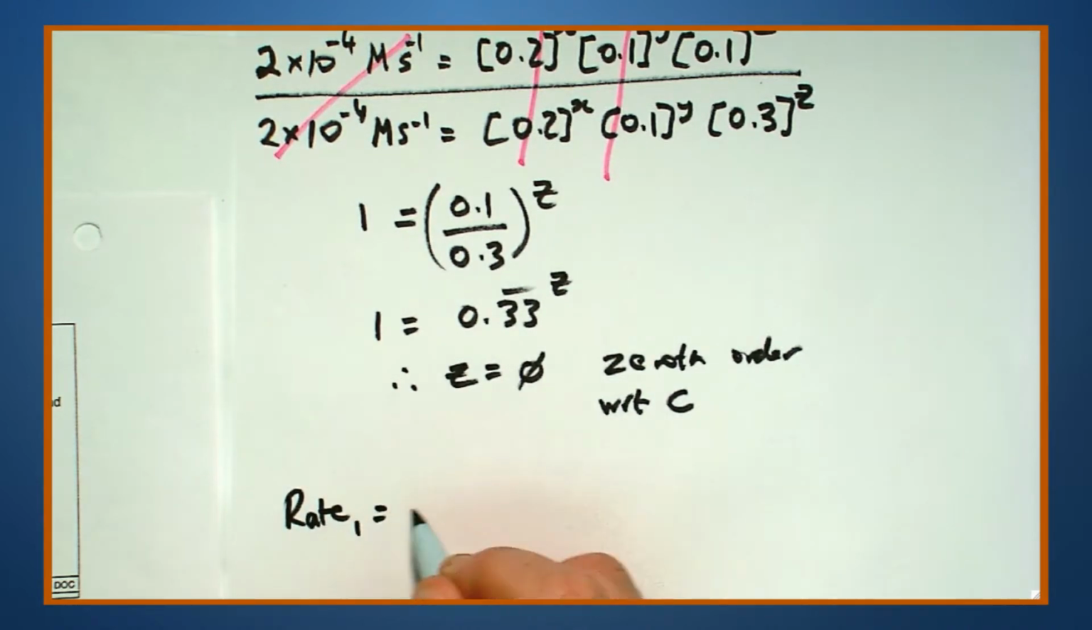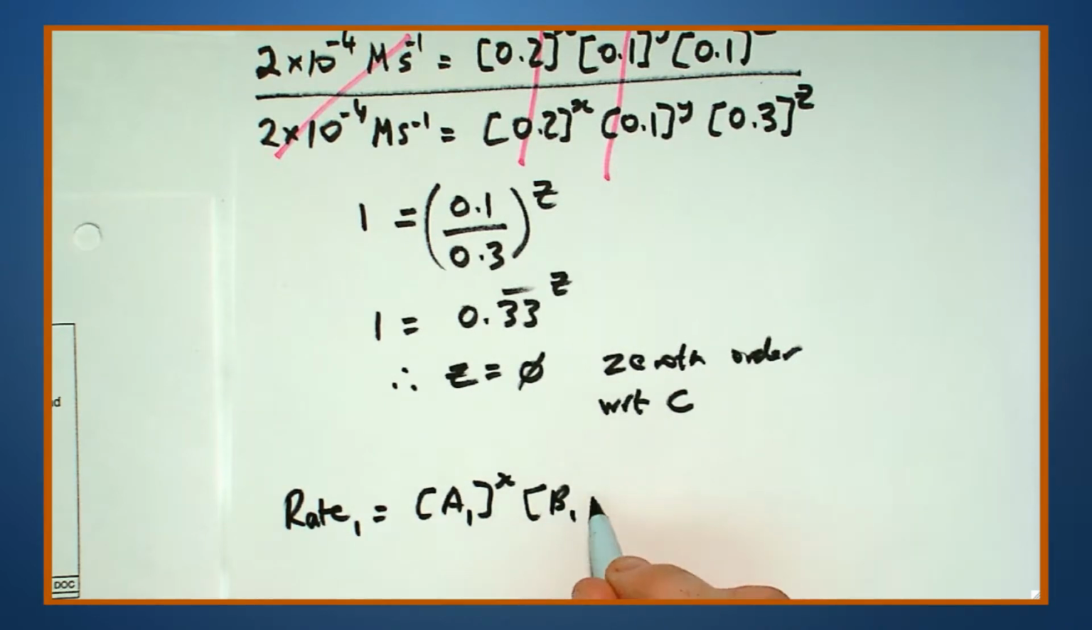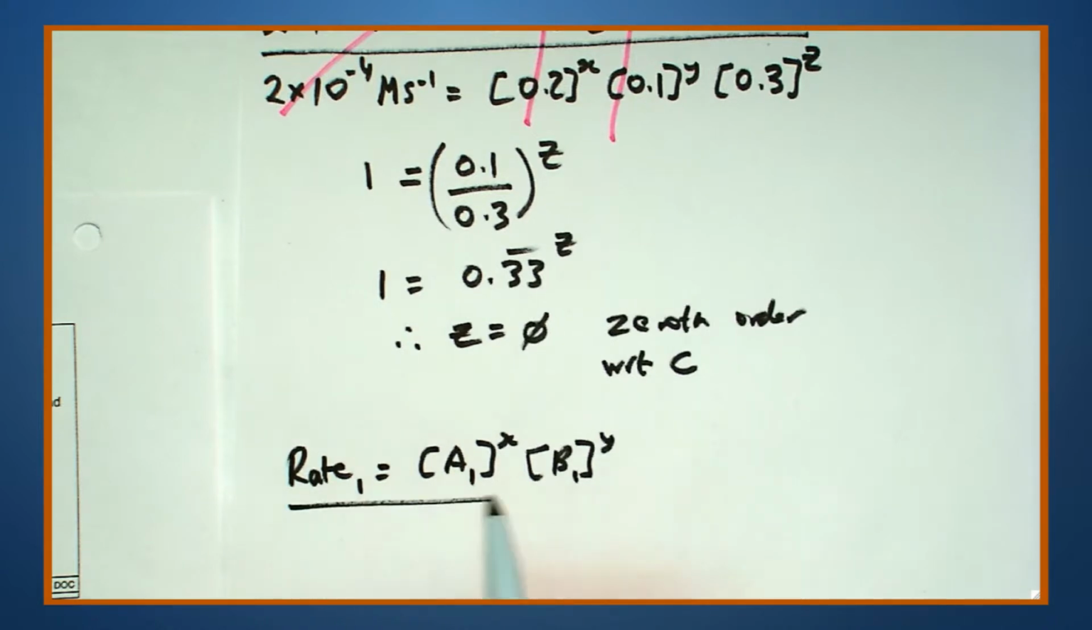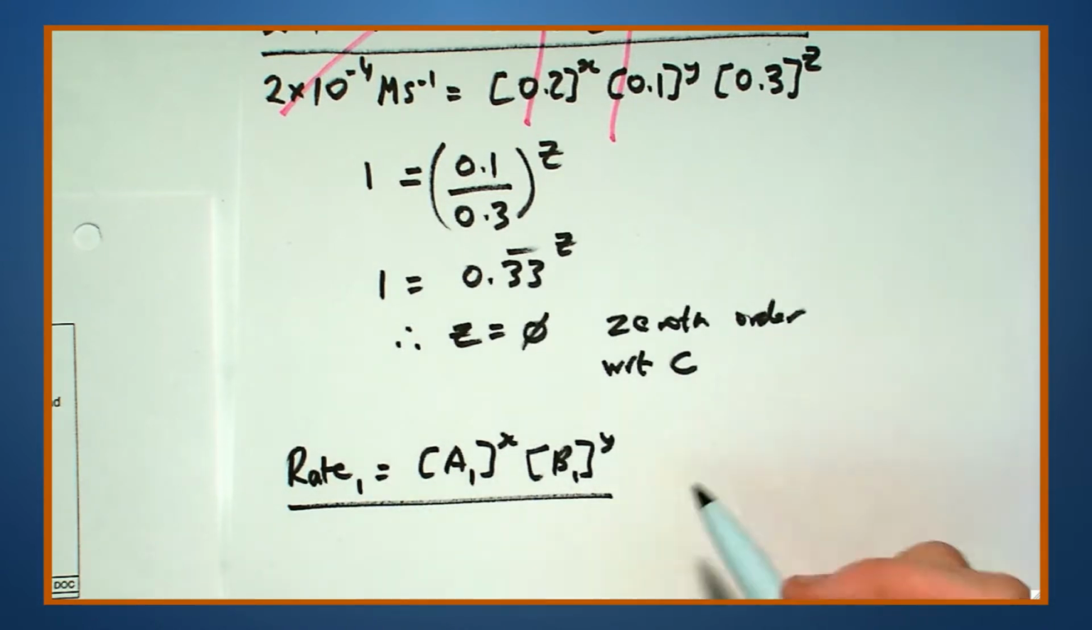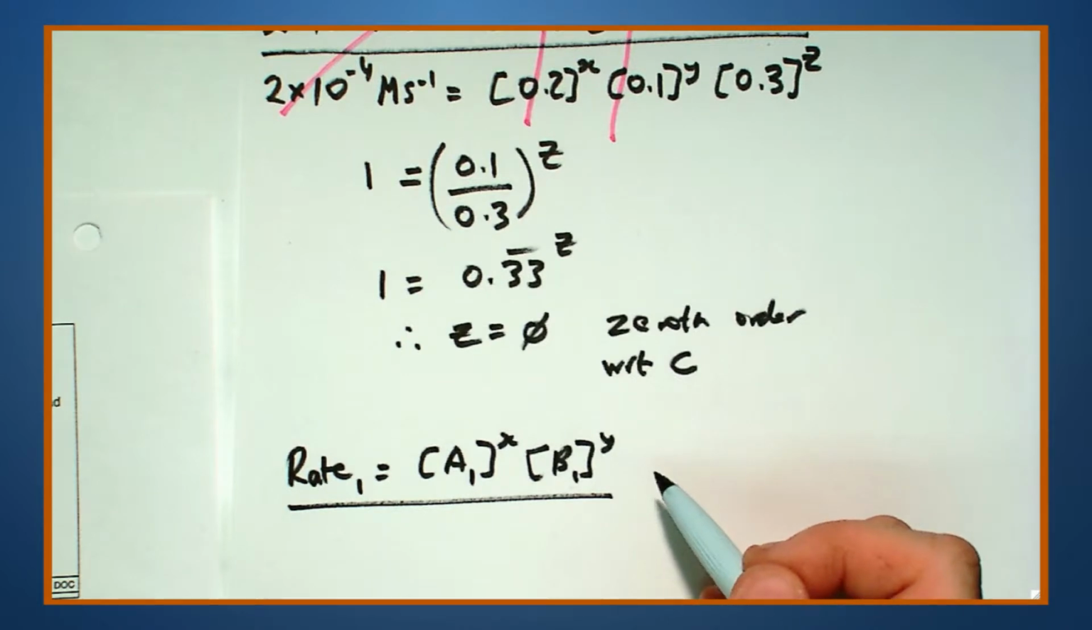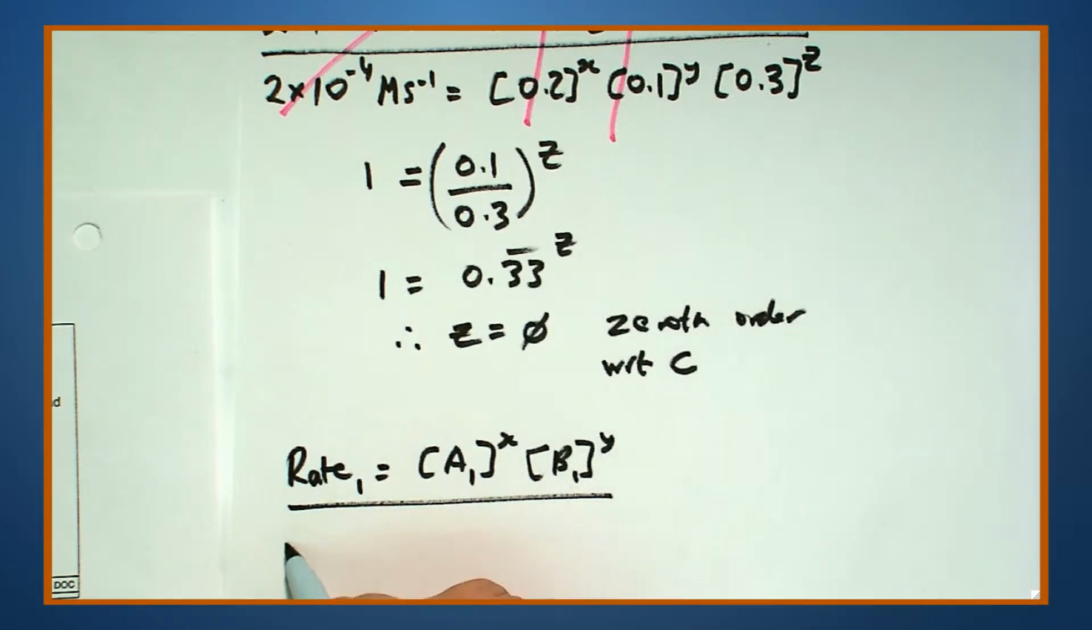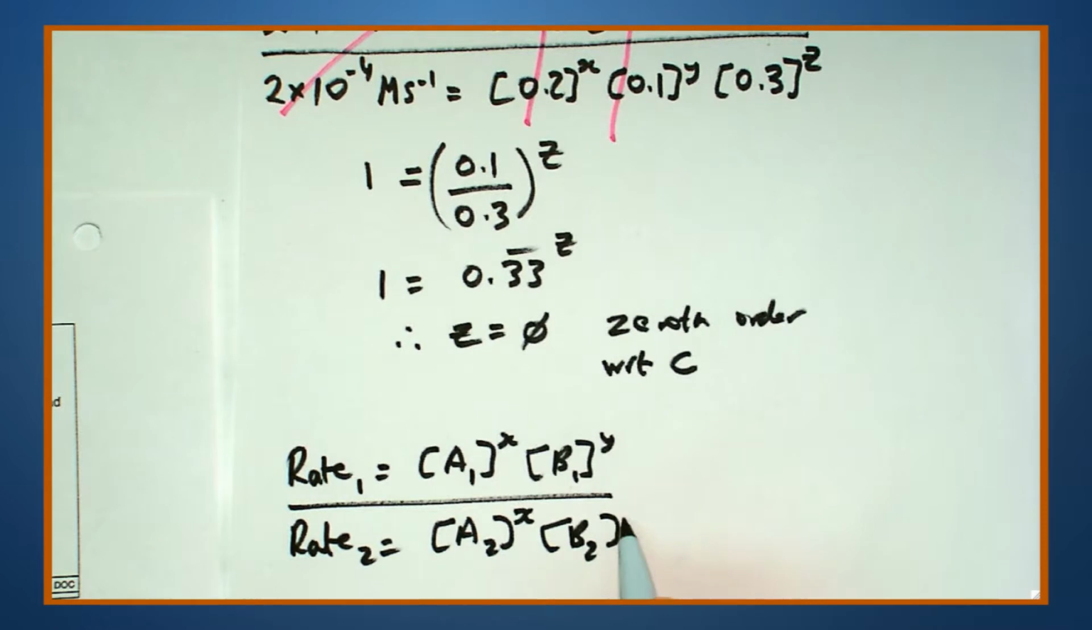We'd have rate 1 equals, I'm not going to bother putting the k in because we know that cancels. We'd have A1 to the x, B1 to the y, and I'm not going to need to write z because we've already determined C is whatever it is, but Z, the power, the order for C is 0. We have rate 2 equals, and then we're going to have A2 to the X and B2 to the Y. Sometimes I put the label inside or outside of the brackets. It's just a label. It's not a power, so it doesn't really matter exactly where you put it.